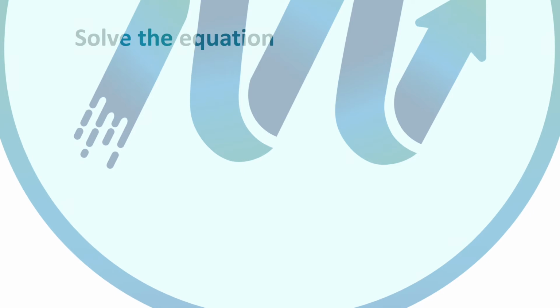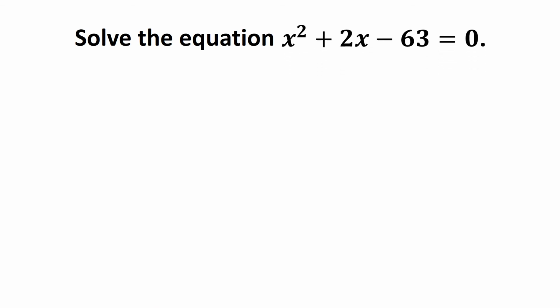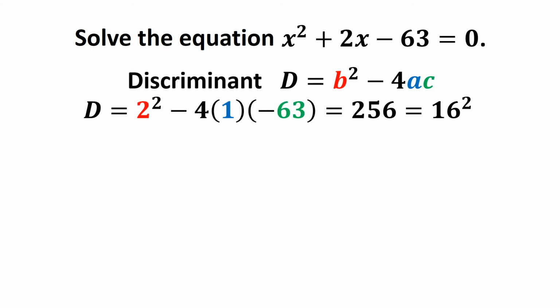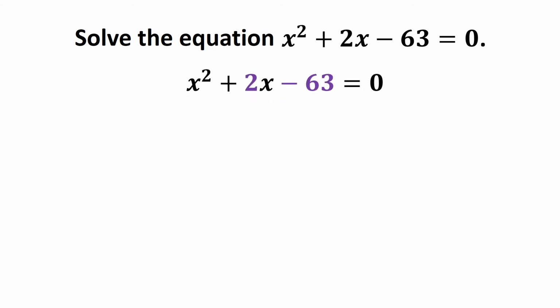Let's apply the zero factor property in solving this equation x squared plus 2x minus 63 is equal to 0 by factoring. Take note that the numerical coefficient of the second degree term or the value of A is 1. For a quick check of the factorability of this trinomial, let's solve for the discriminant. Since the value of D is a perfect square, we are assured that x squared plus 2x minus 63 is equal to 0 is factorable.